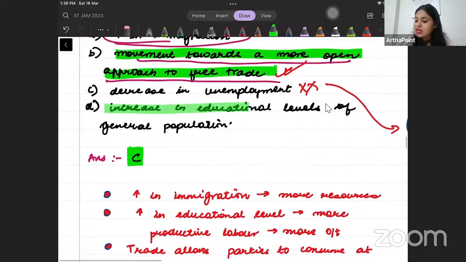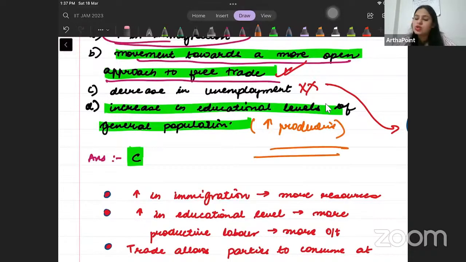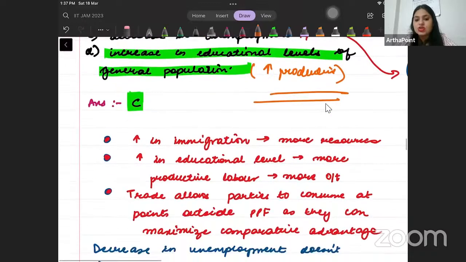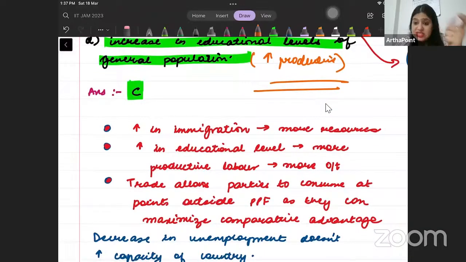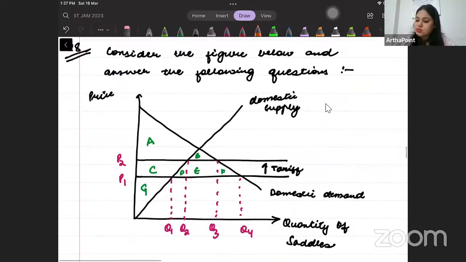And finally, increase in educational level. Again, this means that people will become more productive. So we can link it to shift of the PPC. So this is a very interesting kind of question that is asked. You have to think about what are the reasons that can lead to a shift of the PPC versus a movement from inside the PPC point to on the PPC point. Okay, now come to the next question.